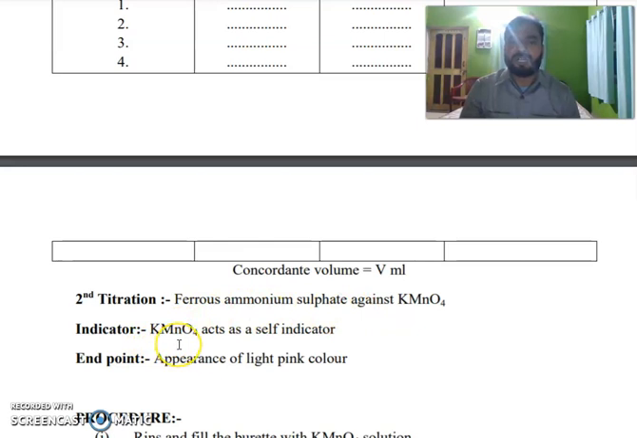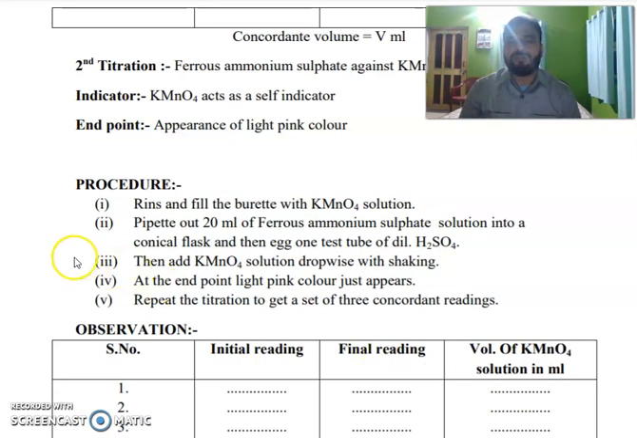Then do the second titration, ferrous ammonium sulphate against KMnO4. So again KMnO4 acts as a self-indicator. How do you know the end point? Appearance of light pink color. You have to follow the following steps. Rinse and fill the burette with KMnO4 solution. Pipette out 20 ml of ferrous ammonium sulfate solution into a conical flask, and then add 1 test tube of dilute sulfuric acid. Then add KMnO4 solution dropwise with shaking. At the end point, light pink color just appears. Repeat the titration to get a set of 3 concordant readings.